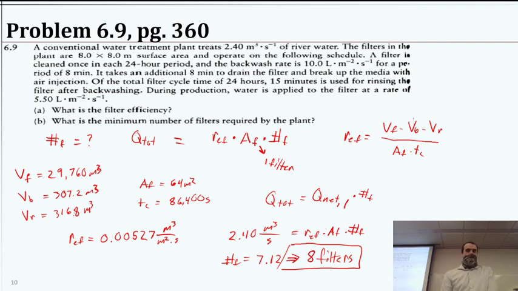Okay, now one thing you might note is if you look at this compared to if you had tried to do something with the filter efficiency, if you'd gone the filter efficiency route, you would have gotten a number of 6.96 filters.